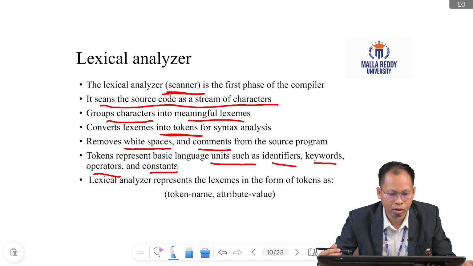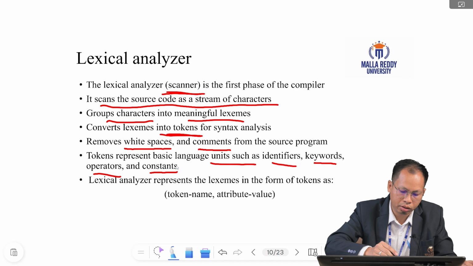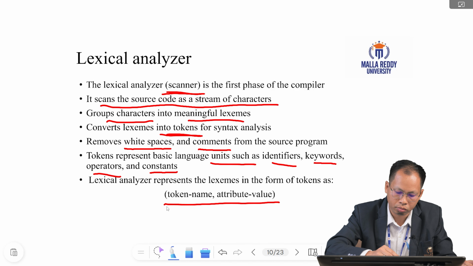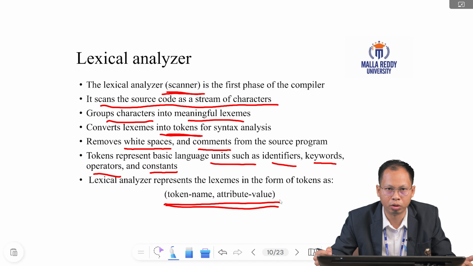These tokens are usually represented in the form of a token name along with an attribute value. The token name might be identifier, and the attribute value will be one value that points to the symbol table.